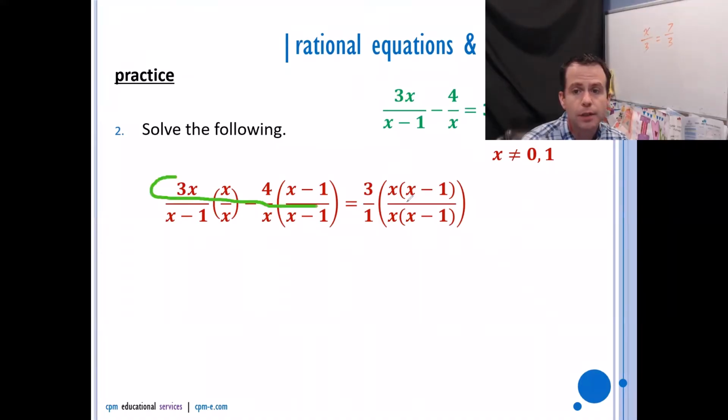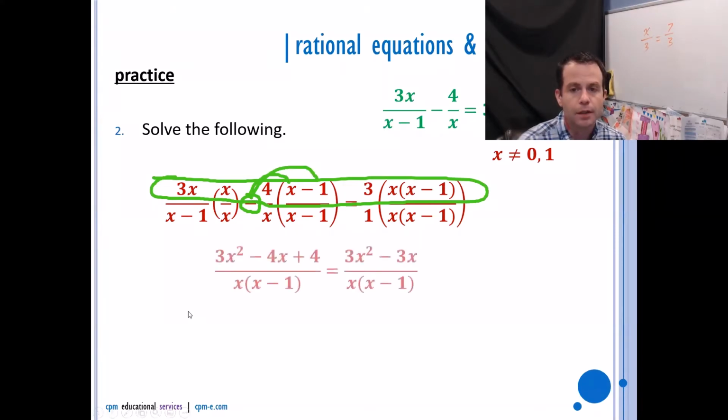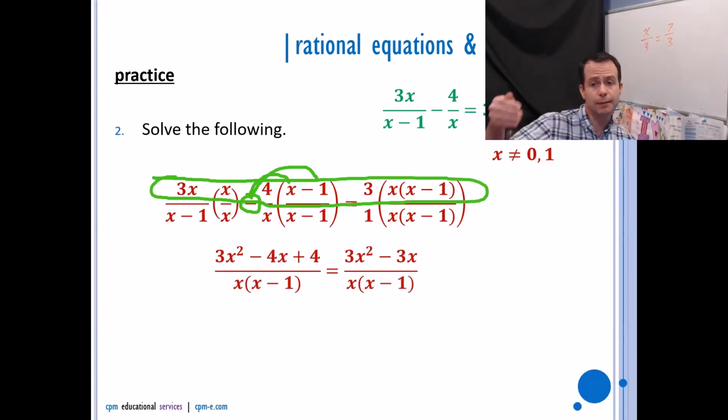Okay, so this is going to be 3x squared minus, be careful of that because I kind of hit it with what I circled. That's a negative. So that negative 4 will get multiplied by x, and that negative 4 will get multiplied by negative 1. Okay, so I have 3x squared minus 4x plus 4. So that plus 4 came because it was a negative 4 times a negative 1. And then on the right side, I've got 3x squared minus 3x.